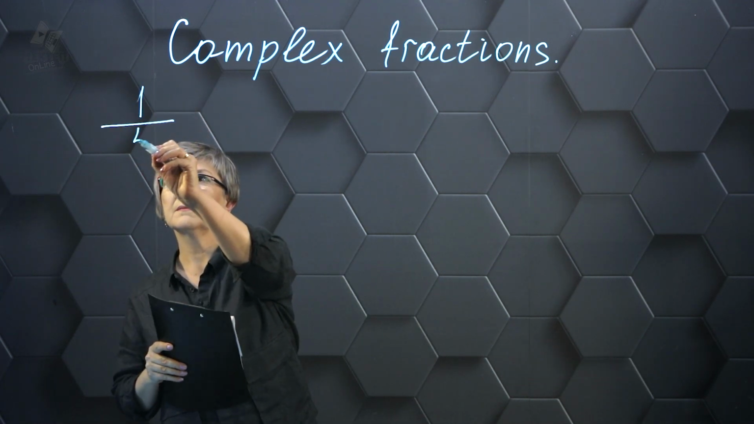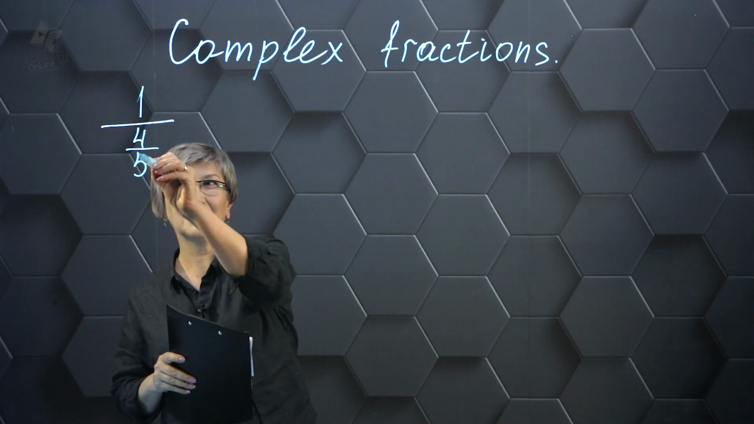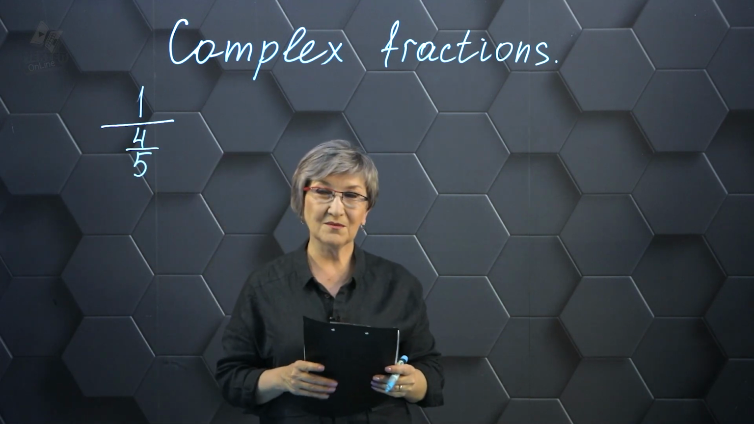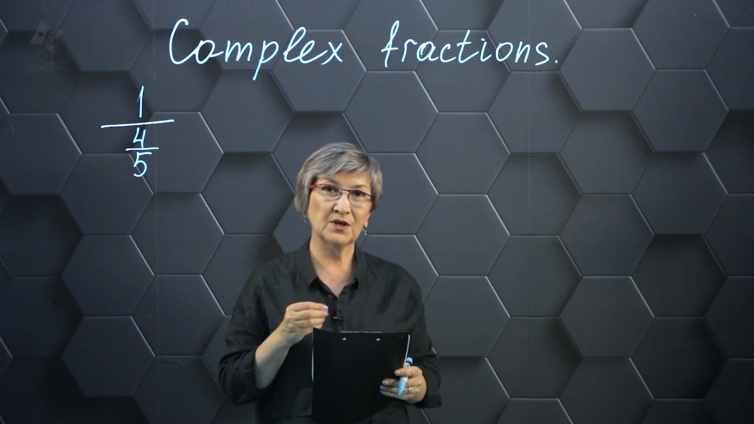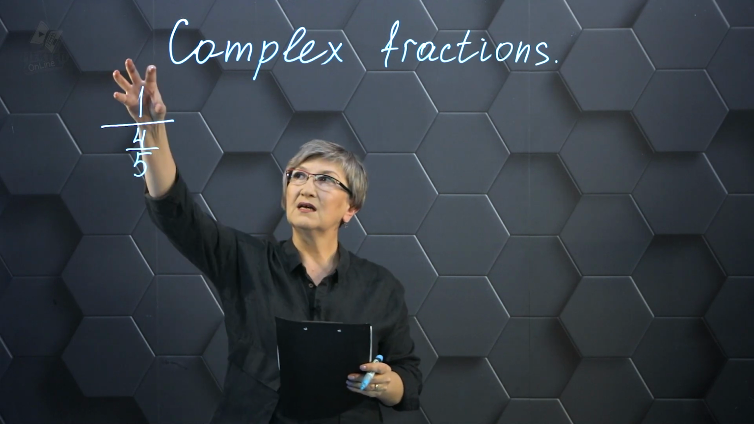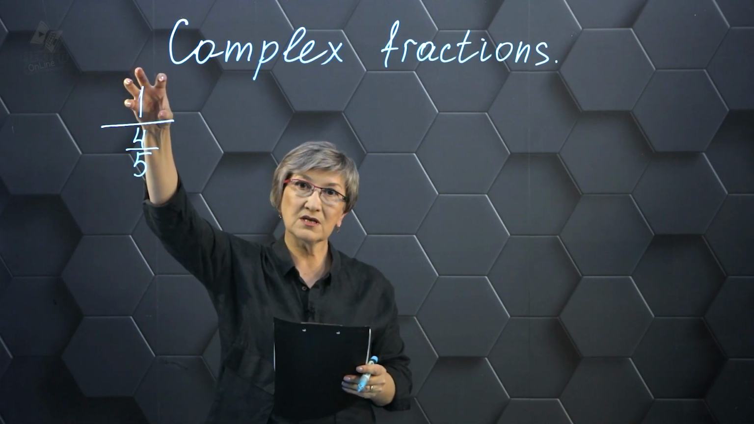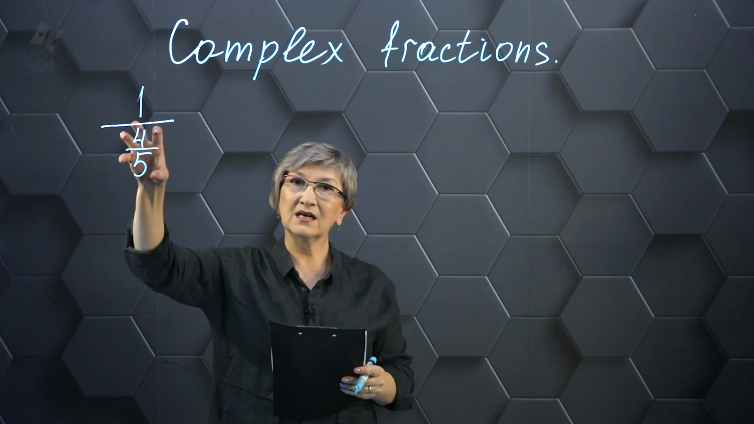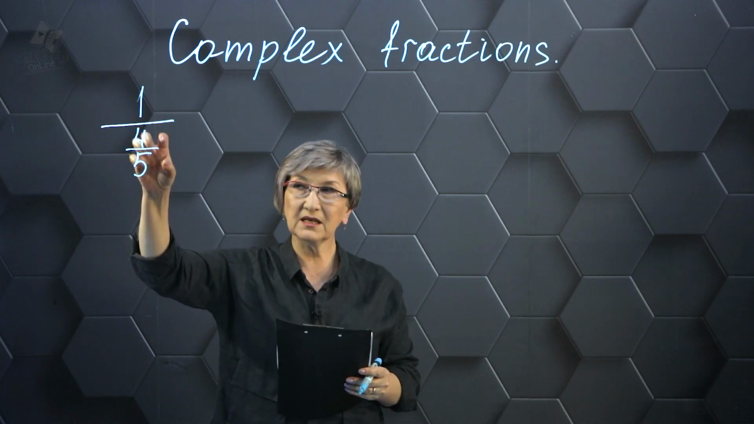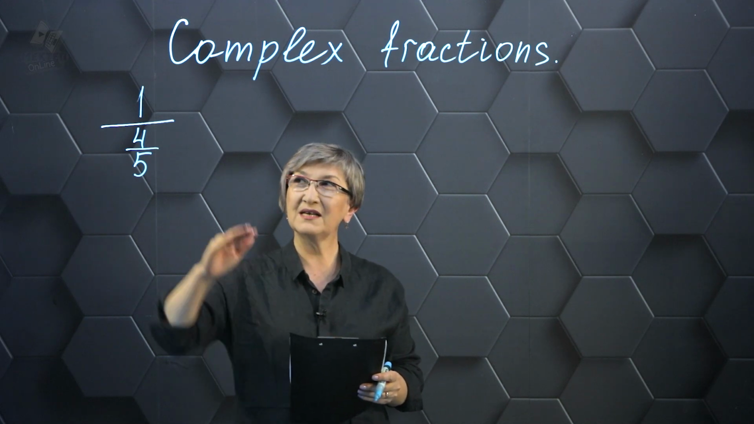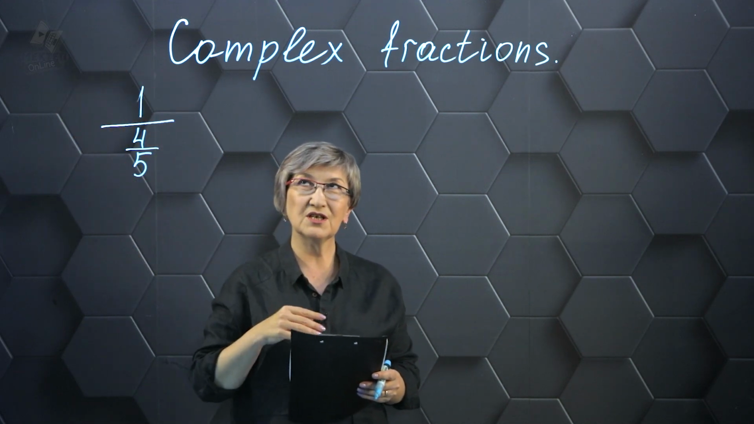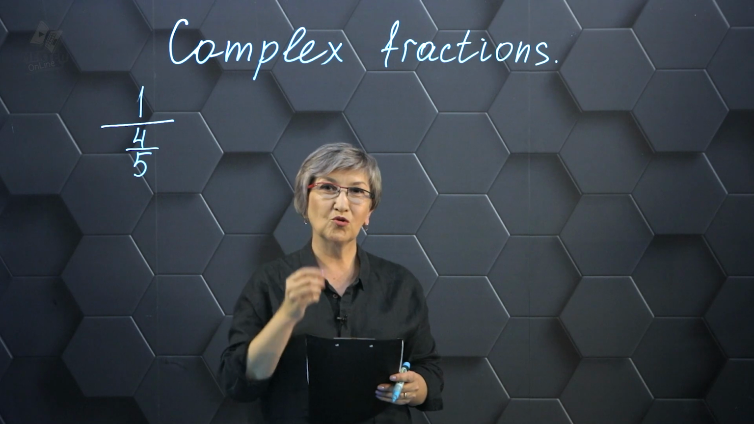1 divided by 4/5. We can see that this is a fractional number, but this fractional number is made up of 1 which is written in the numerator and the fractional number 4/5 which is written in the denominator. And in math, such fractional numbers are called complex fractional numbers.